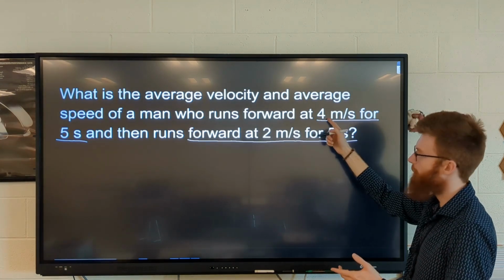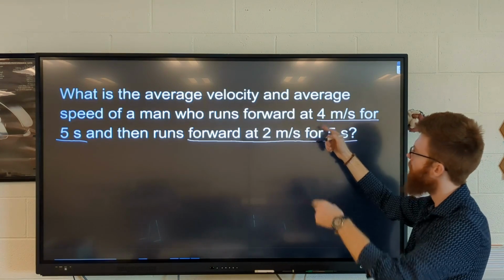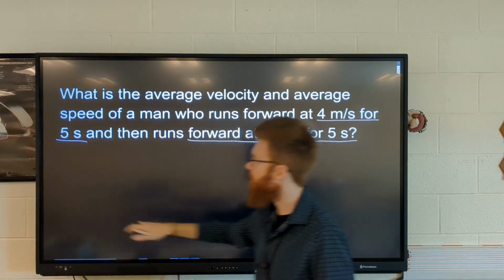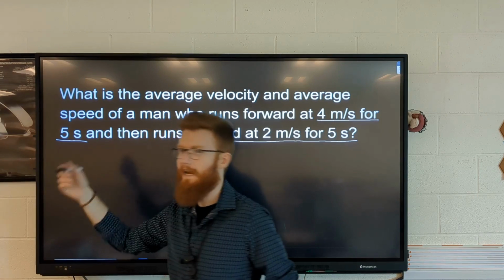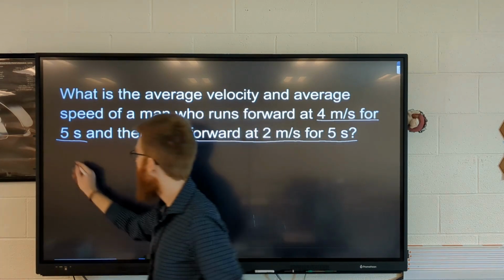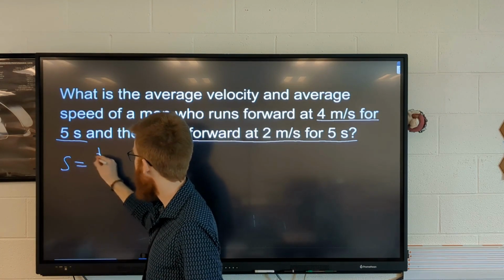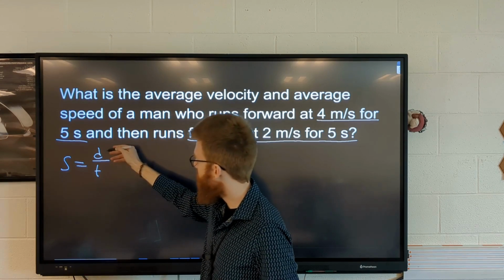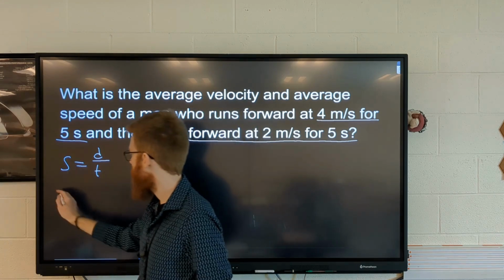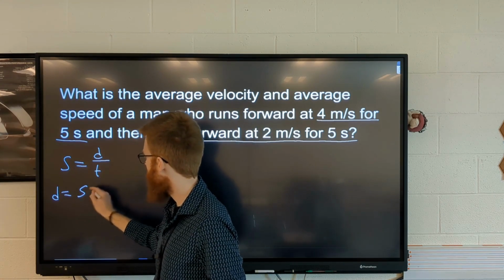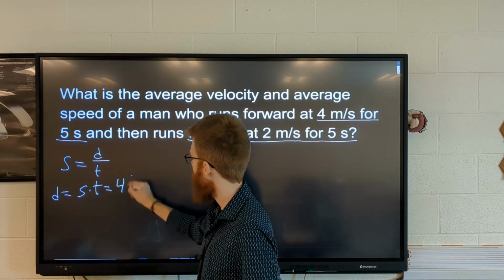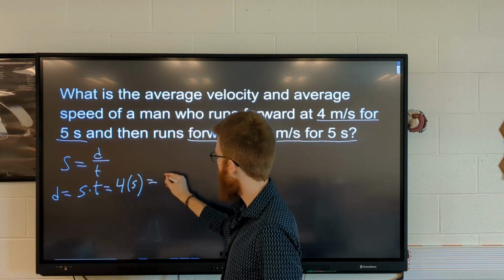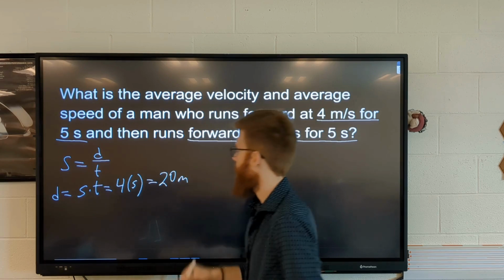First, we've got to figure out how far he went during that first bit where he was going 4 meters per second for 5 seconds. Well, if I wanted to know how far, in terms of distance, I could say, here's my speed equation. I want to get distance by itself, so I'll multiply t up. Distance is speed times time, or in this case, that's 4 times 5, which would be 20 meters.